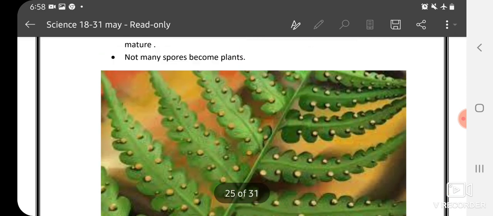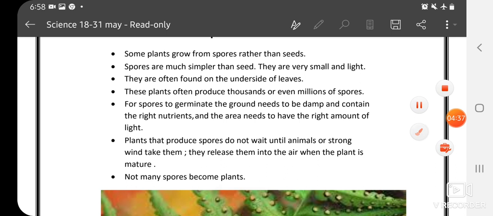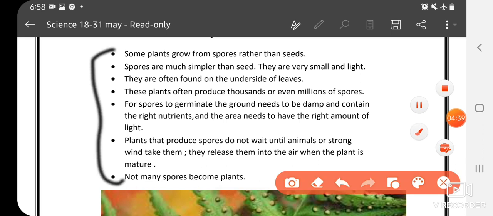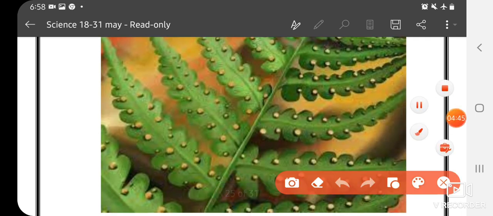So this was our today's lecture. You have to learn these points about spores and have understanding, and you will draw the picture of this leaf having spores. This is your assessment.